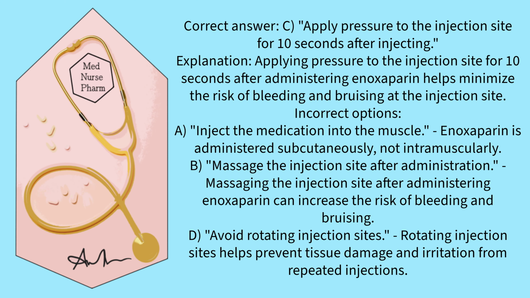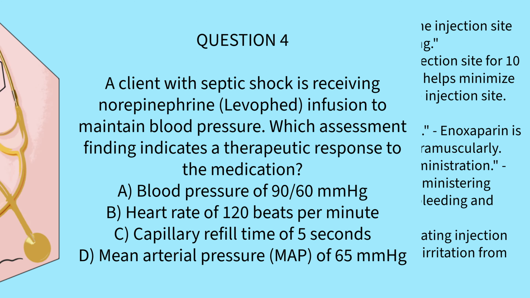If you chose option C, you are correct. Apply pressure to the injection site for 10 seconds after injecting. Applying pressure to the injection site for 10 seconds after administering enoxaparin helps minimize the risk of bleeding and bruising at the injection site.